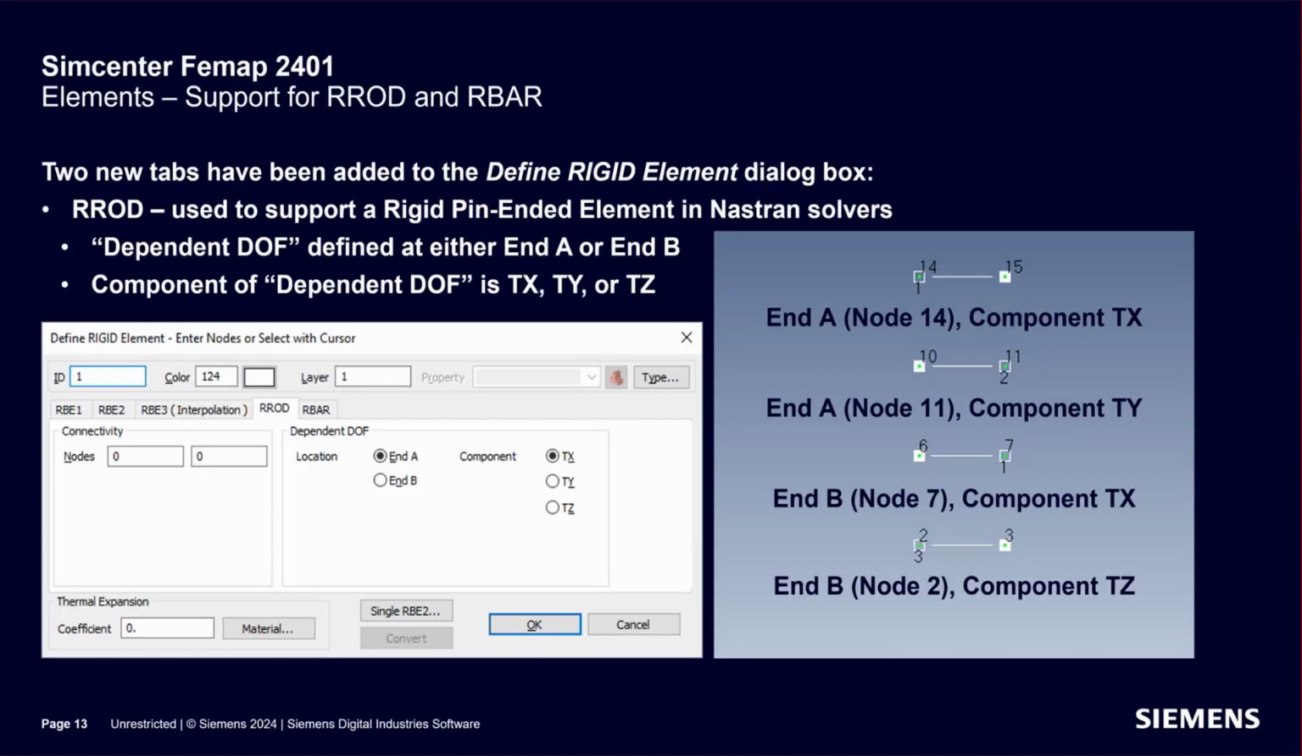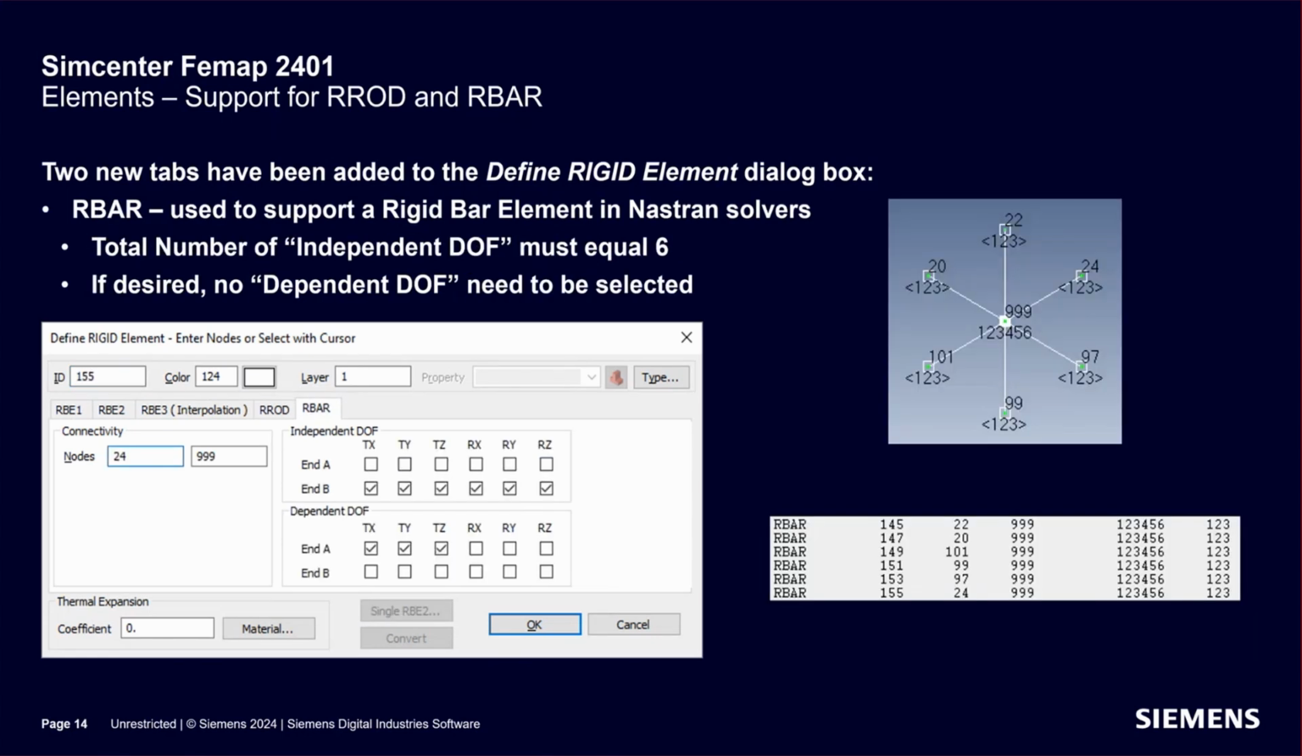Just so you know, we added support for R rod and R bar. We basically just added two tabs. If you have older models, especially legacy models, you might have these things all over the place, and we were just changing those into RB2s mostly. So essentially we have full support for R rod and R bar. I know that people have asked for this particular functionality at this particular location before.